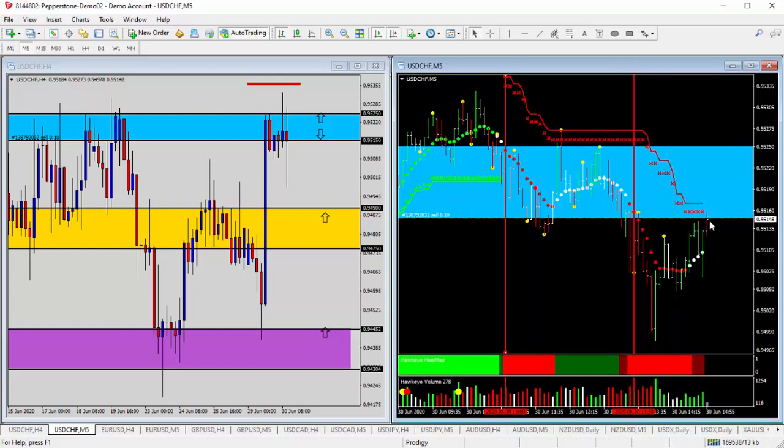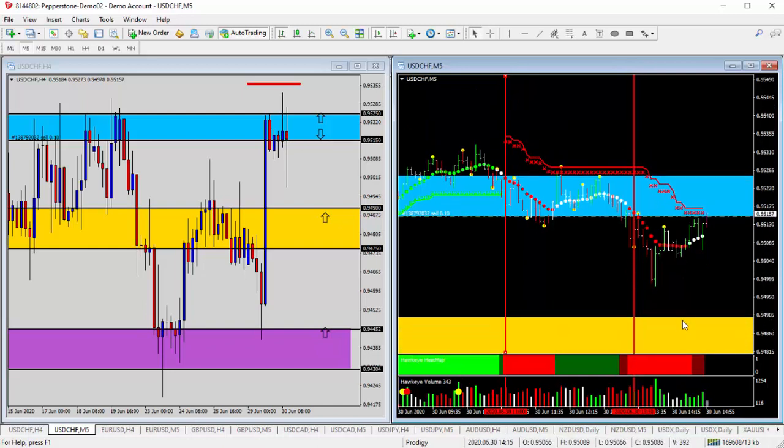So this little push back towards the blue zone is giving us an opportunity now to look for a new rollover, a new changeover to red, just like what happened when it went from white to red right here. We're looking for it to find resistance at the blue zone, turn around again, and go back down towards the yellow zone.